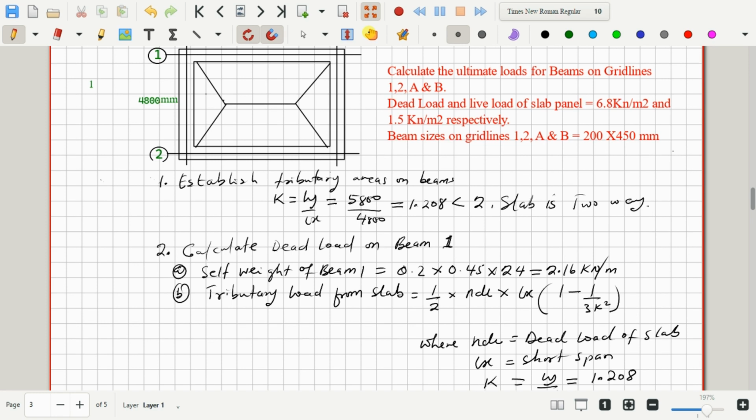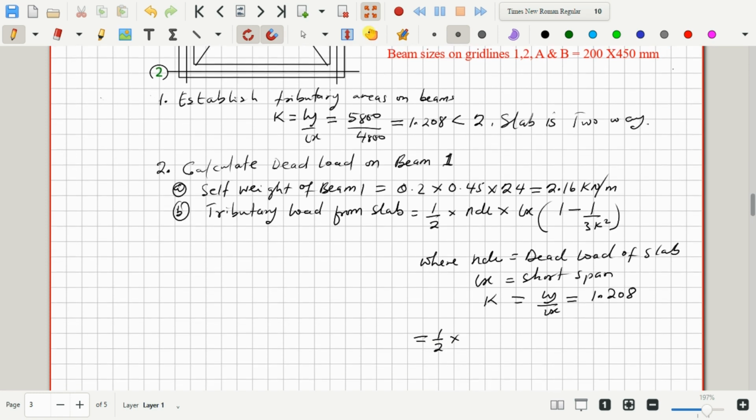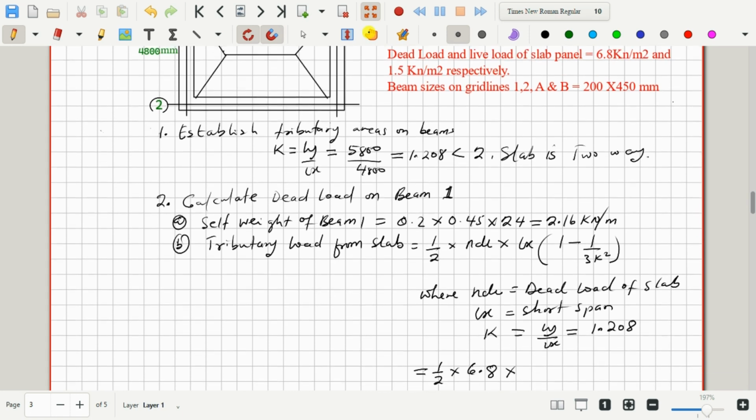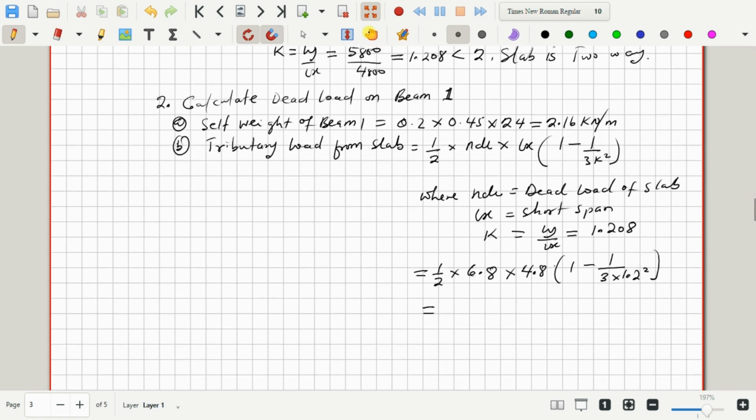Right, so slotting these values in the equation, we'll have 1 over 2 times our dead load. So from the parameters, our dead load is 6.8 kilonewton per square meter. So 1 over 2 by 6.8 times the short span, and that is 4.8 meters. So 4.8 all into bracket 1 minus 1 over 3 times the K squared, which is 1.2. So 1.2 squared. Solving that, we'll have 10.74 kilonewton per meter. Right, so that is the load from the slab, the dead load from the slab.